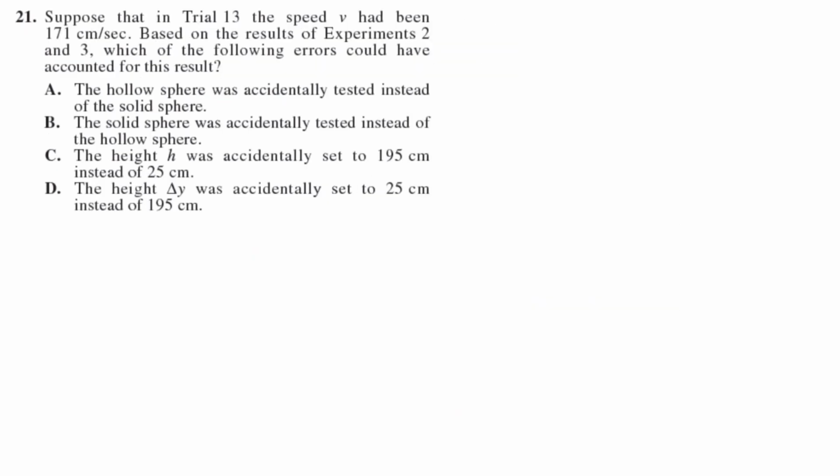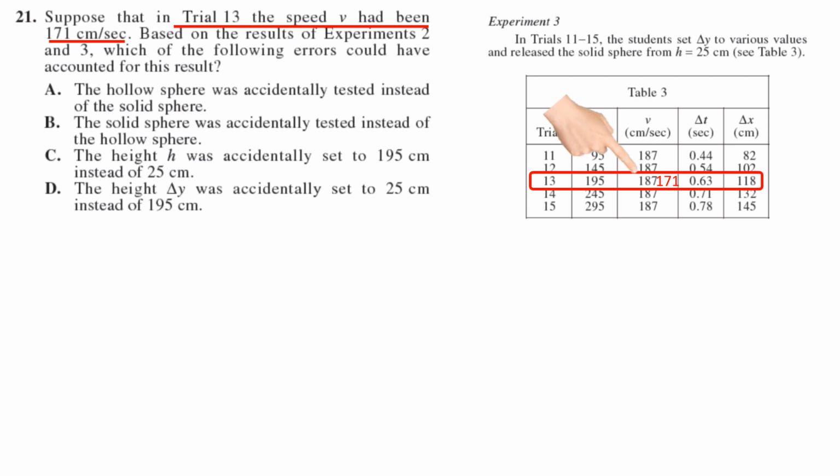Number 21, maybe the hardest question so far in this test, just because it takes some thinking. Suppose means you have to think about the answer. They're not giving you everything. In trial 13, the speed, V, velocity, had been 171 centimeters a second. So instead of being 187, it was 171. Notice all the others are 187. And why is that? Because they're releasing the sphere from the same height every time. Based on the results, which of the following errors could have accounted for this result?